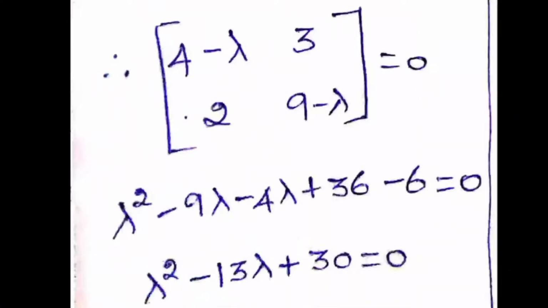To find the determinant, you should multiply these two terms and subtract the multiplication of these two terms. First, that is 4 minus lambda into 9 minus lambda, which will give you lambda square minus 9 lambda minus 4 lambda plus 36. Then minus 2 into 3, so you will get minus 6. On simplification, you will get lambda square minus 13 lambda plus 30 is equal to 0.